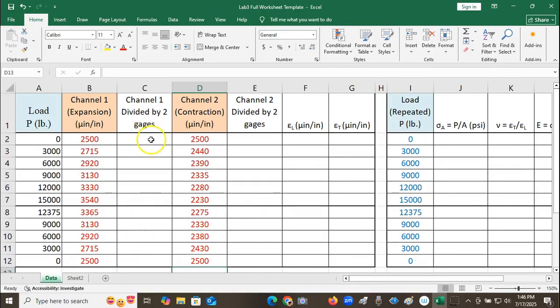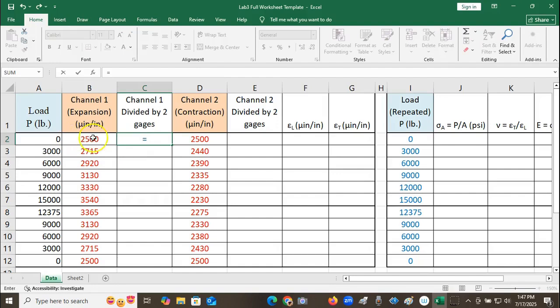So column C is just column B divided by 2. Now, why am I dividing by 2? The reason I divide by 2 is because there were 2 gauges in the longitudinal direction. If you remember from earlier in the video, each side of the specimen had 2 strain gauges. Channel 1 was reading the strain gauge in the longitudinal direction, but there were 2 strain gauges in the longitudinal direction. There was one on the front and one on the back, and the strain indicator is actually reading both of them simultaneously. That means that I want to divide by 2 so that I can be getting a reading from only one gauge at a time.